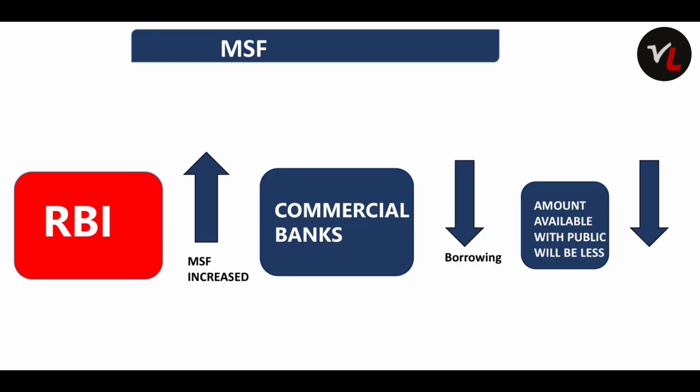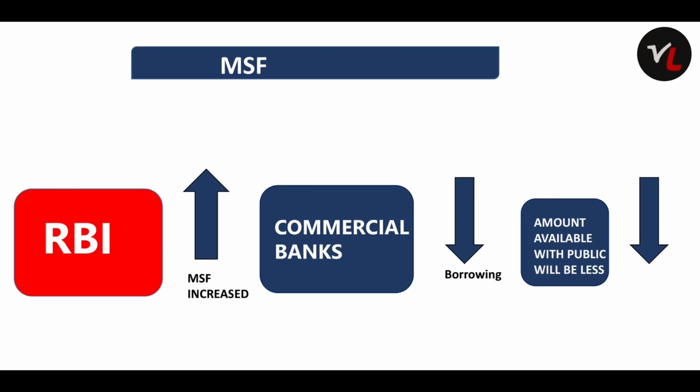So how does it regulate the money supply? If RBI increases the marginal standing facility, commercial banks will borrow less. So the amount available with the public will get reduced. If RBI increases the MSF, commercial banks will borrow less from RBI. Hence the supply of money with the public gets decreased. Naturally, the money supply in the market gets reduced. In the reverse scenario, if RBI decreases the MSF, then what will happen? Commercial banks will borrow more money, hence more money will be available with the public.